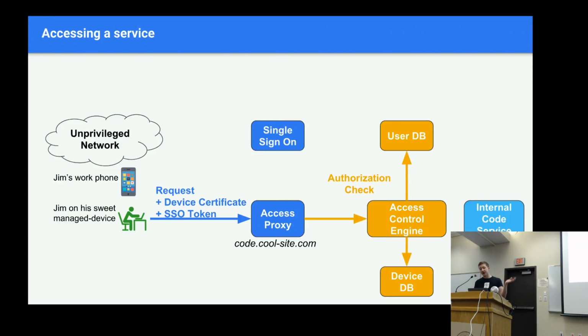It takes all of that information: the request, the resource it's trying to get at, the device certificate, the SSO token. And it gathers all the information from the user DB and from the device DB, right? And it tries to make an educated guess as to whether we should let this happen or not. What's really cool is the amount of technology that you can put on the access control engine to make smart decisions about what people are able to have access to. And turns out Jim's an accurate employee and all of the things matched up. He's on Team A, I guess. So there we go. He gets access to the internal code service. And that's basically how it works, right?